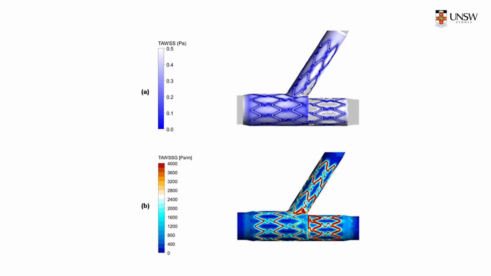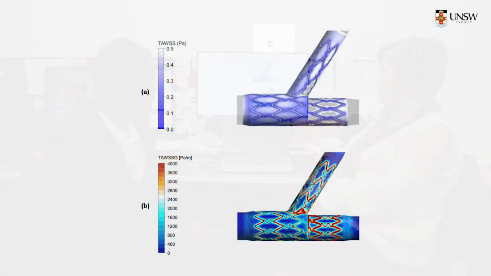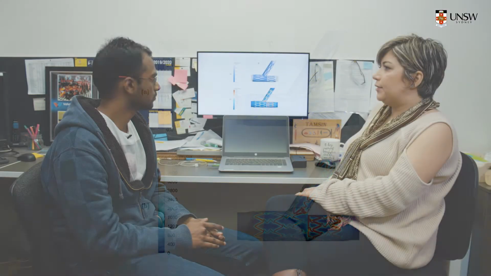average wall shear stress and time average wall shear stress gradient. So the regions in dark blue and dark red here are the regions prone to the likely interstitial stenosis. That's very useful for the clinicians as well, to know exactly where you get restenosis.